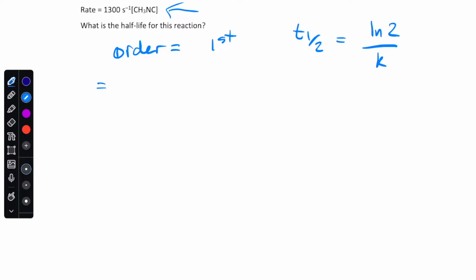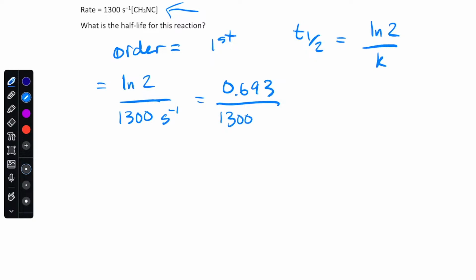This is actually pretty straightforward. It's ln 2 over k, with k in seconds to the minus 1. ln 2 is 0.693. And that gives us 5.33 times 10 to the minus 4 seconds.